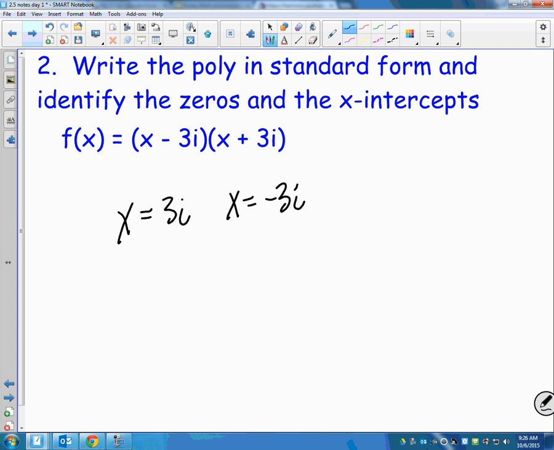So that's why it says identify the zeros and the x-intercepts. So these we can say are the zeros, the solutions. But we have to say for this problem that there are no x-intercepts.